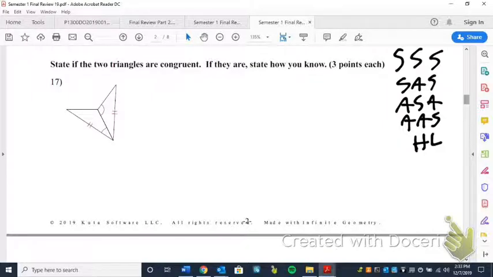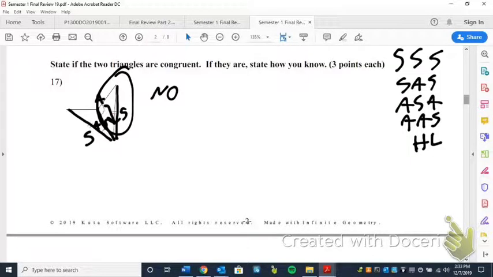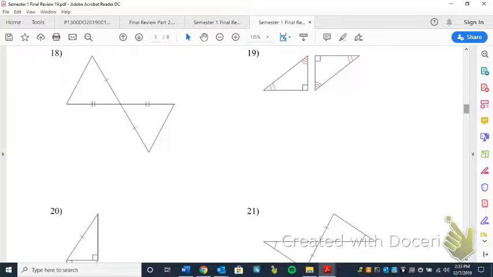So, how are these two triangles congruent? Well, we have two sides that are congruent, and we have an angle. But the problem here is when we look at this, we've got side, angle, side on one of them, but on this triangle right here, that angle isn't between the two sides. So no, we can't say if they're congruent. They might be. We just don't have enough information.